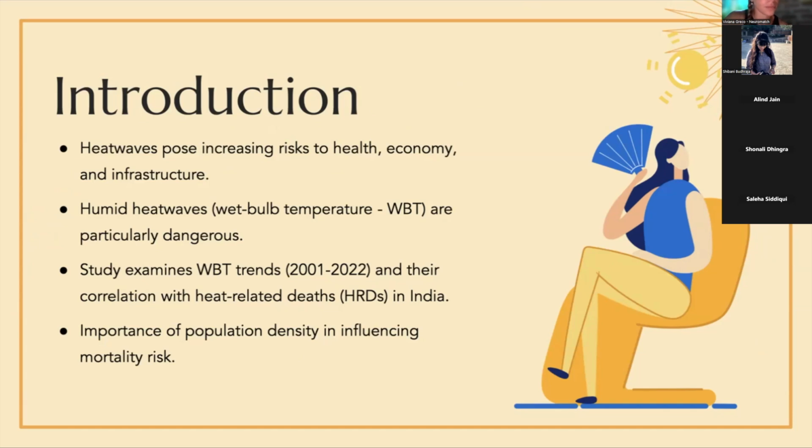In this study, we analyzed trends in humid heat waves from 2001 to 2022 and their correlation with heat-related deaths across Indian states. We also examined the role of population density in exacerbating heat wave impacts. Our findings highlight the urgent need for targeted interventions and urban cooling strategies.